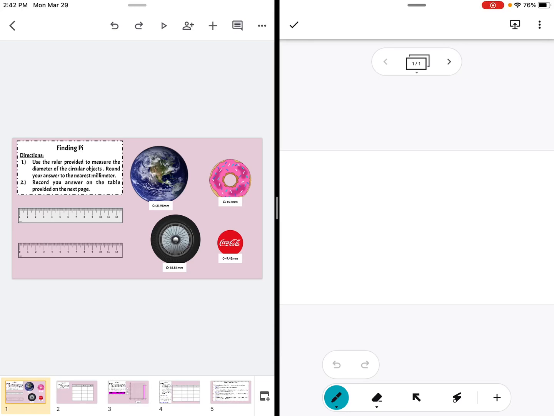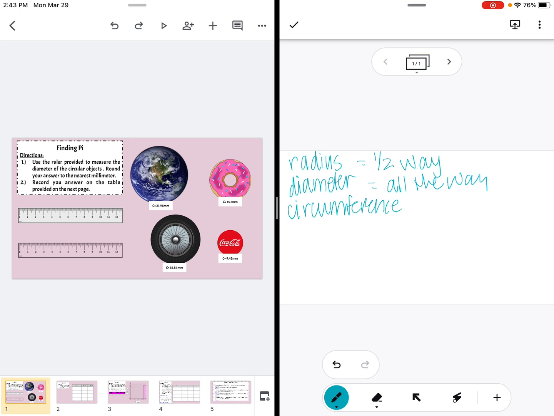In the previous lesson, we discussed the terms radius, diameter, and circumference. Remember, the short definition for radius was halfway across the circle. For diameter, it was all the way across the circle. And for circumference, it was the distance around the circle. So these were our 3 vocabulary words that we spent our last lesson discussing.